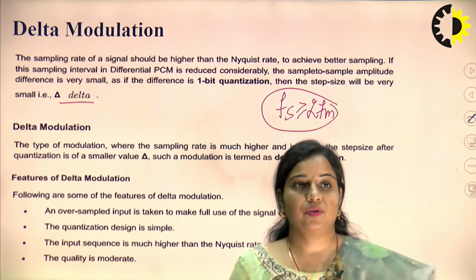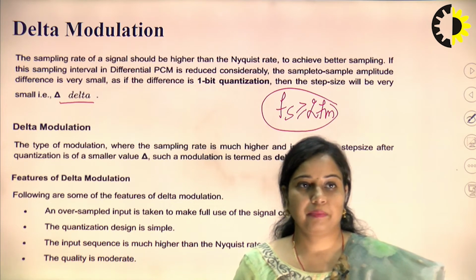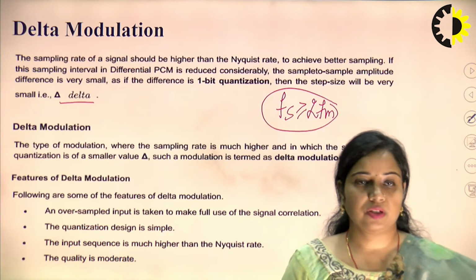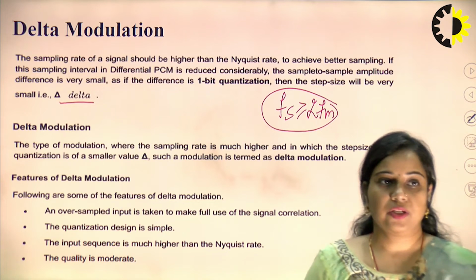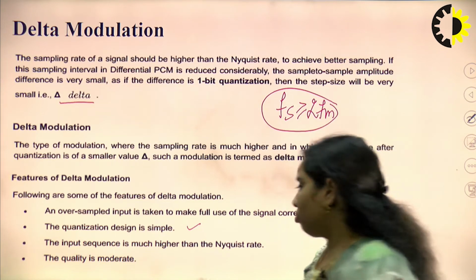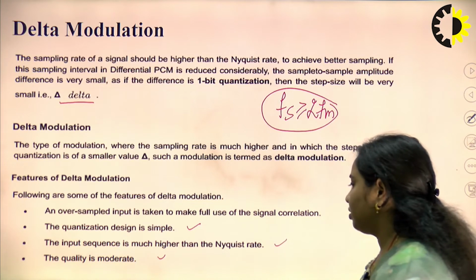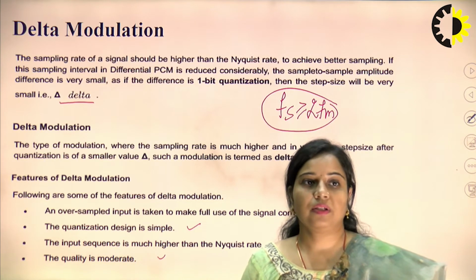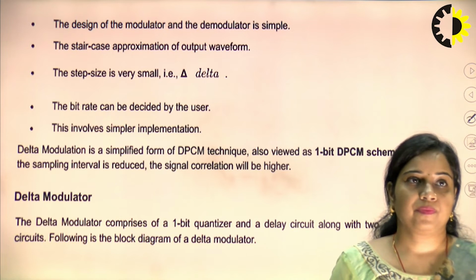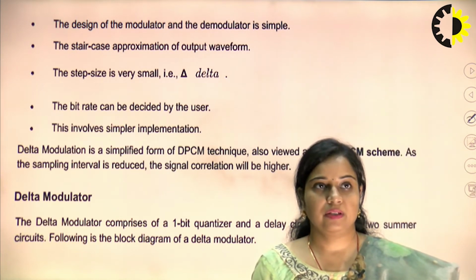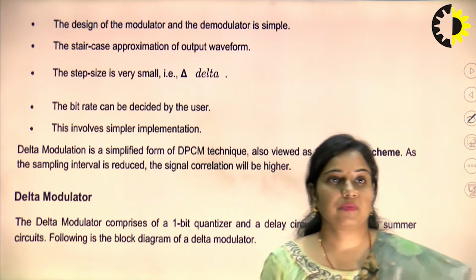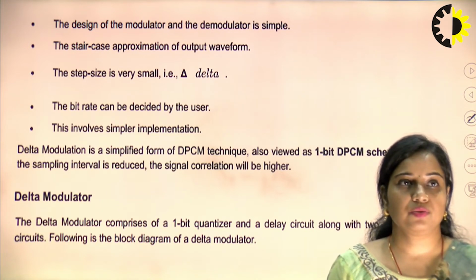So, features of delta modulation are: an oversampled input is taken to make full use of the digital correlation. Another feature of delta modulation is that the quantizer design is very simple, it is also known as a 1 bit quantizer. The quality is moderate and the input sequence rate is much higher than the Nyquist rate. So, if all these criteria are fulfilled, then we can consider that it is a case of delta modulation. Also, the design of the modulator and demodulator is very simple. The staircase approximation of the output waveform is there, and the step size is very small. So, these are some of the points related to delta modulation.